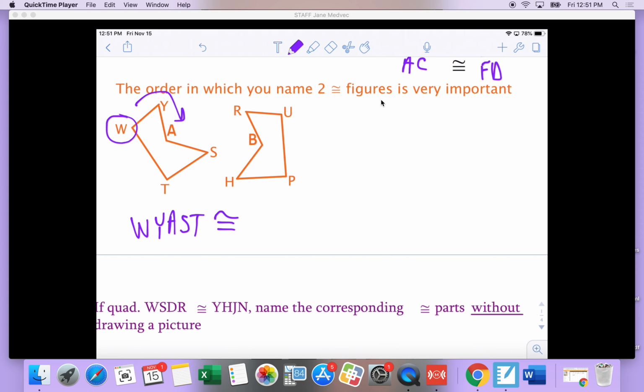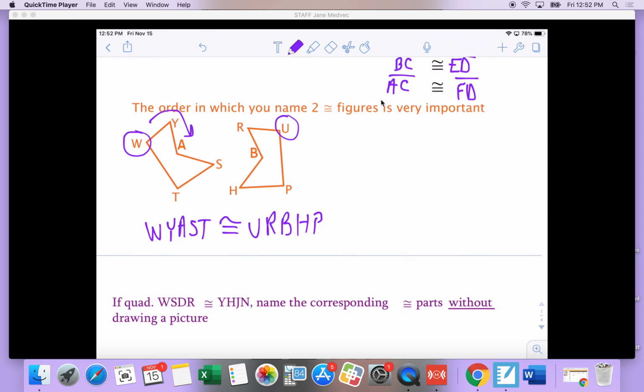Now that we're going to name that way, what vertex on the other shape is the same? That's correct, U. So U is on this one. And now I need to be careful. I picked W and then Y, and so I'm going to go W, and what would be the next letter? R. So it's R, B, H, P. So the order in which you name your shape matters. Questions on that? All right.